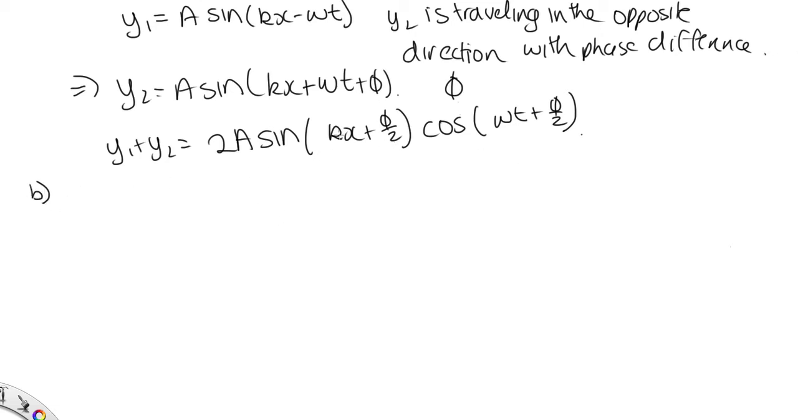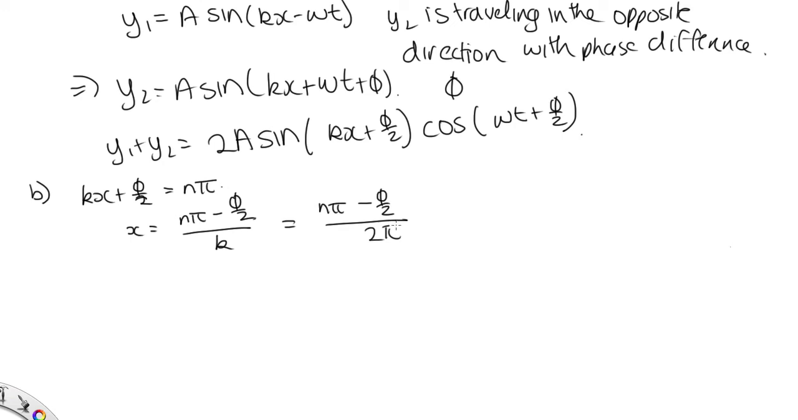Part B asks us, what's the distance between nodes? Well, nodes will happen when kx plus phi on 2 is equal to n pi. In that case, this sine function will be 0. So x is equal to (n pi minus phi on 2) over k, which is equal to (n pi minus phi on 2) over, now k is 2 pi on lambda.